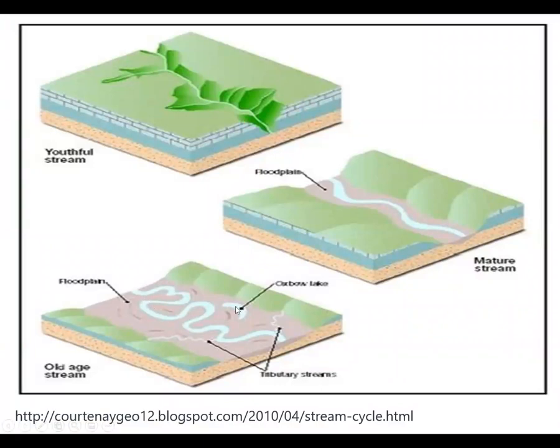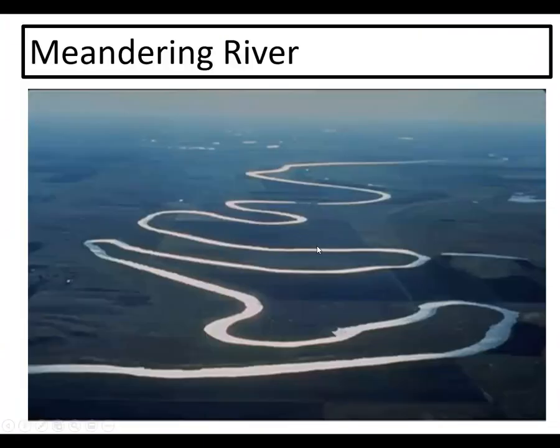Again, this is an old river. This is a young river. Now look at the meanders of this river here. Meander, meander, meander, meander. So definitely this is a mature river.